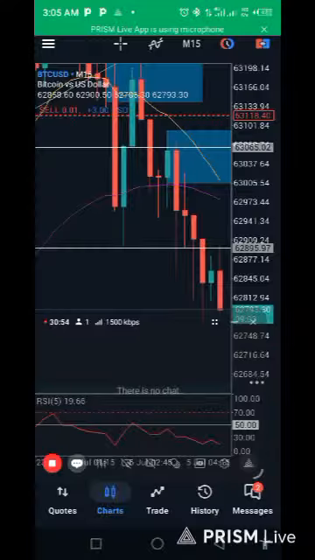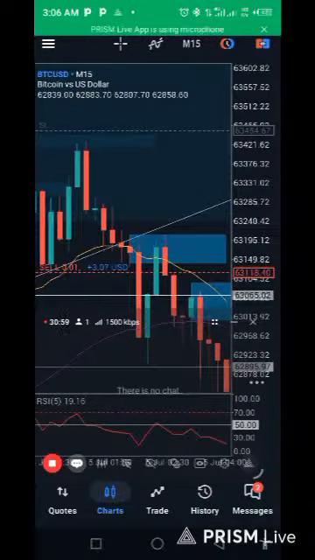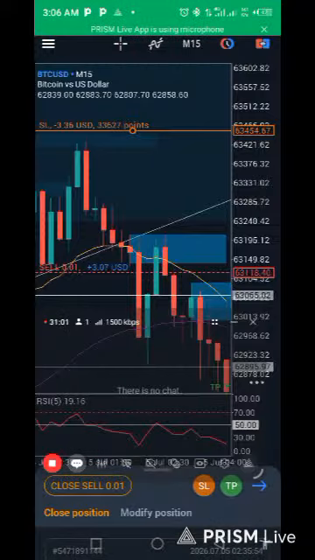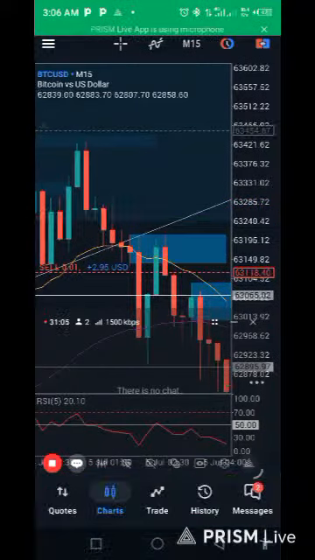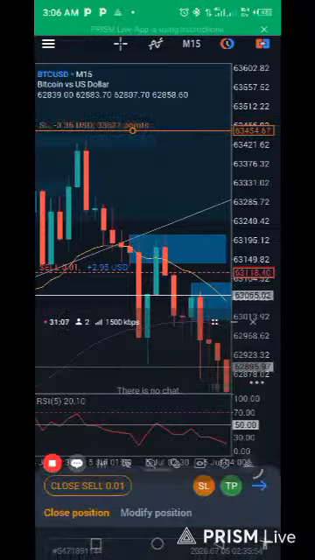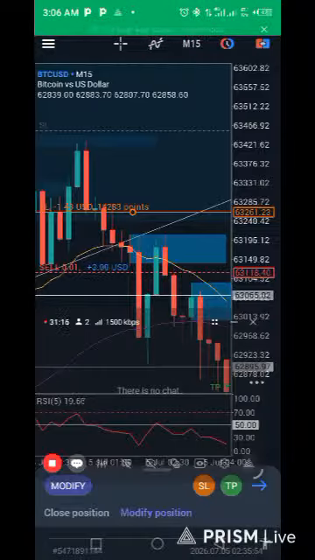Now the best place I can put my stop loss: I can take my stop loss from up here and draw it down above this other one, because I know the possibility for price to come here is very, very less.